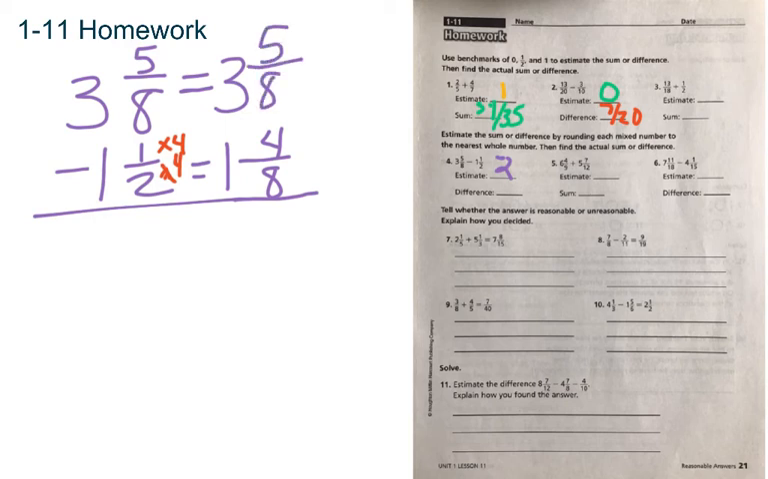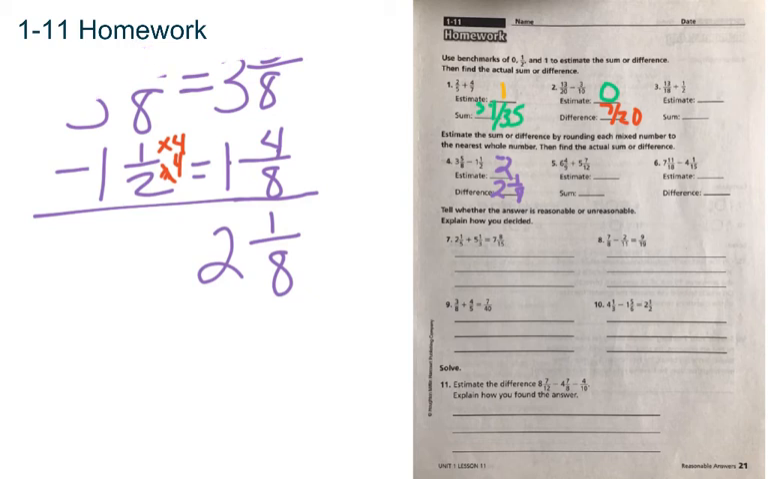So we now have 3 5/8 minus 1 4/8, and 5 minus 4 is equal to 1. My denominator stays the same, so it's 8ths, and 3, my whole number, 3 minus 1 is equal to 2. So my answer is going to be 2 1/8. 2 1/8.